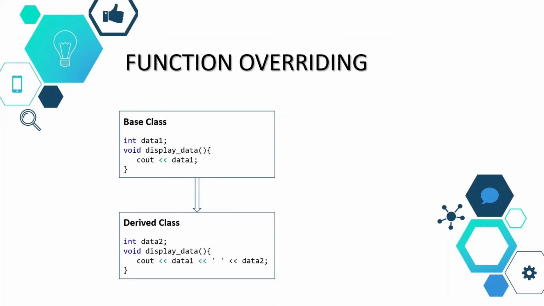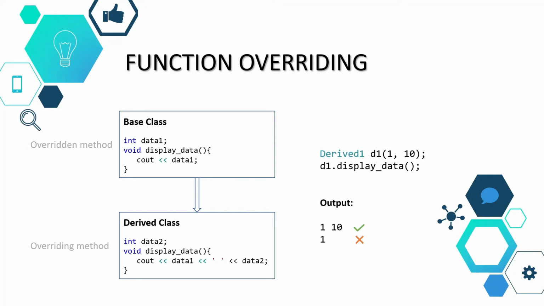We know that a derived class inherits all the properties of a base class. In this example on screen, the display data function will be inherited by the derived class. But then we are redefining it over here in the derived class. It is like creating a new version of an old function. So the method in the base class is called overridden method and the method in the derived class is called overriding method. If I was to create an object of the derived class in this way, which is creating the object statically, the display data function of the derived class would be called. So we can see overriding in play over here.